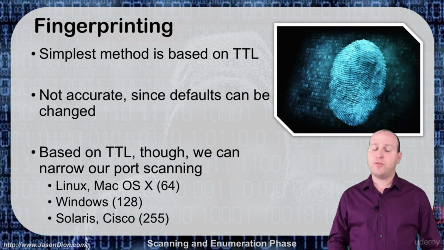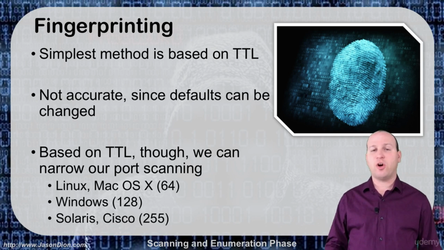So if you're running Linux or Mac OS X, you're going to have 64 as your time to live by default. If you're running Windows, it's 128. If you're running something like Solaris or Cisco, it's 255. Now these are just some basic numbers to use, and again, they're defaults. They're not the hard and fast rule, but they do give you a good starting point as you're trying to fingerprint that OS.